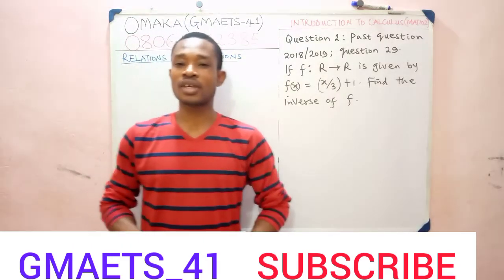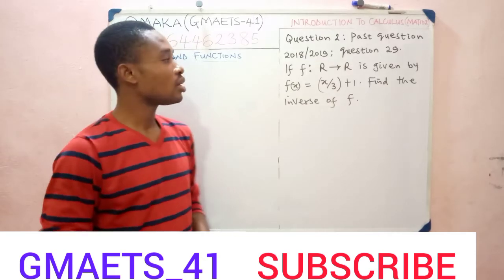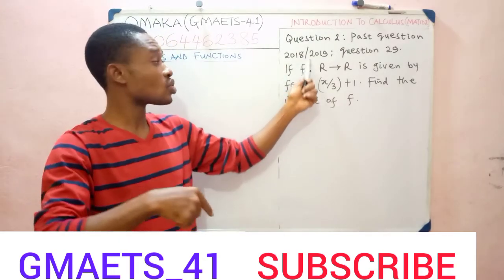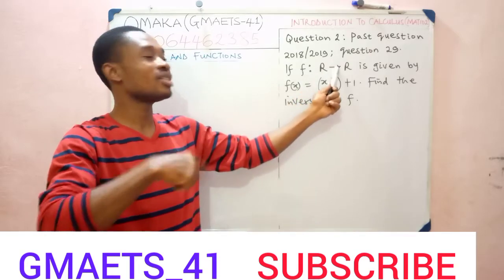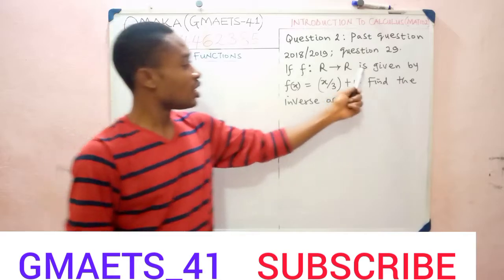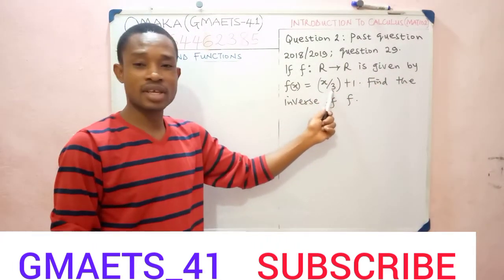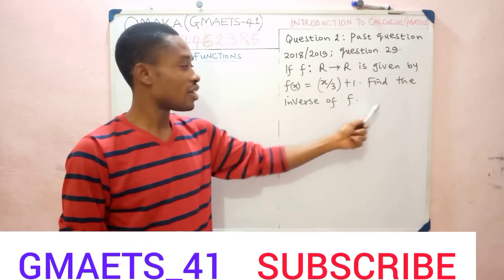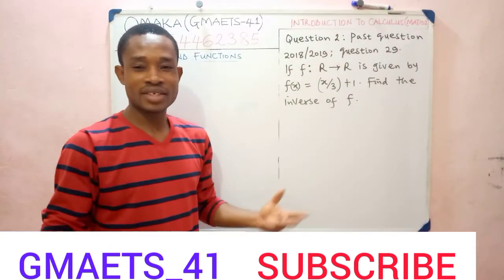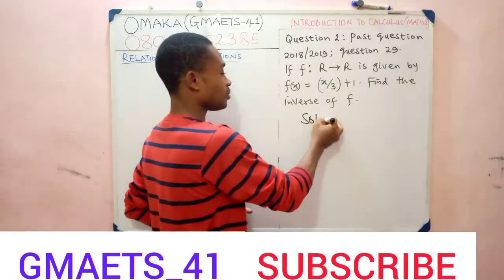Now let's look at this second question on the board. It's a past question, 2018-2019, question number 29. If f is a function such that a real number is mapped to a real number, given by f of x equal to x over 3 plus 1, find the inverse of f. This is just something to have fun with, right? Let's be very fast in getting that.